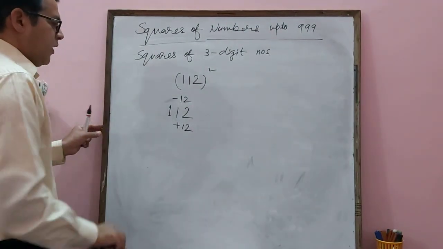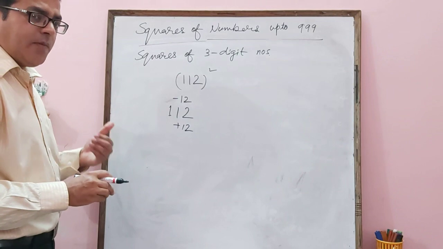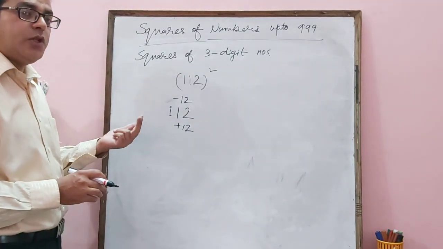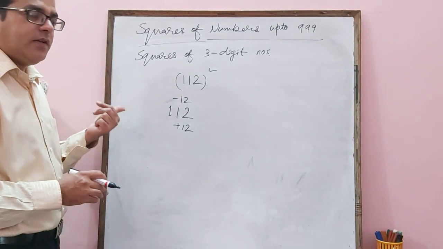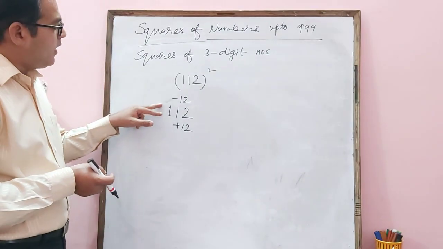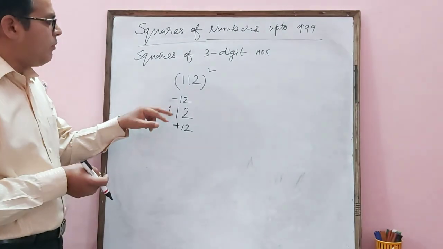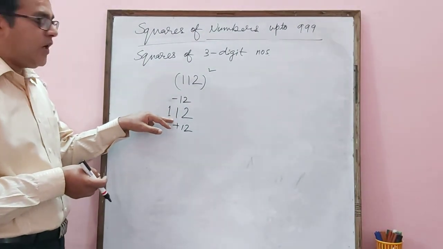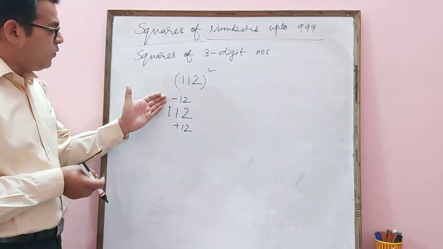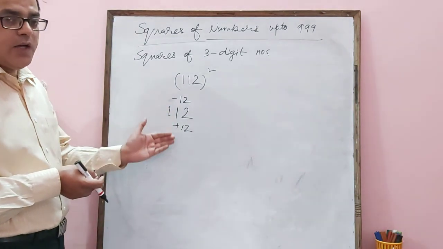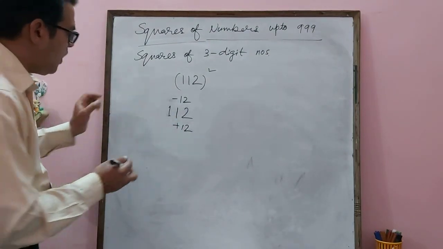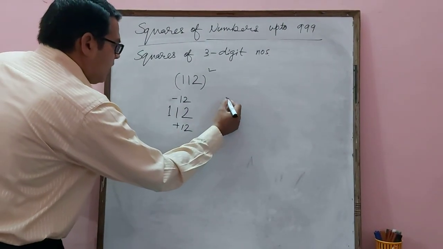This is a very important step. So once again I am explaining: first you need to find a number nearer to this number which has zeros. So we find 100. 100 is 12 less than this 112. So we need to subtract 12 from this. Once you are subtracting, you have to add 12 also. So when we subtract 12 from 112, what do we have? We have here 100.